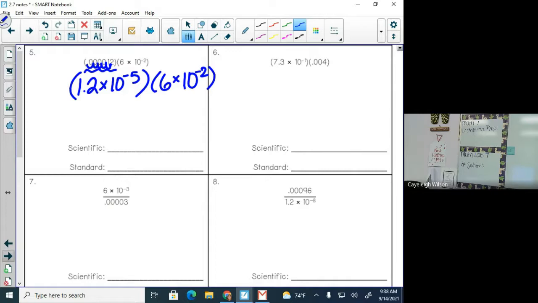So if they're not both in scientific, put them both in scientific, and then multiply the numbers out front, add the exponents on the 10. So 1.2 times 6, that's 7.2 times 10, and then I add negative 5 plus negative 2. Negative 7. Just add it. Right.